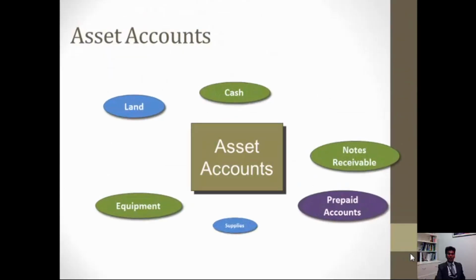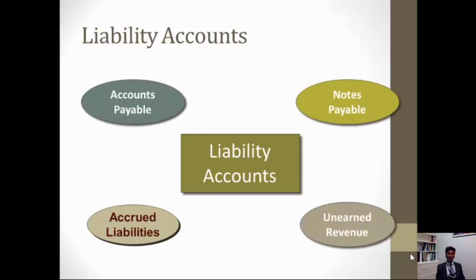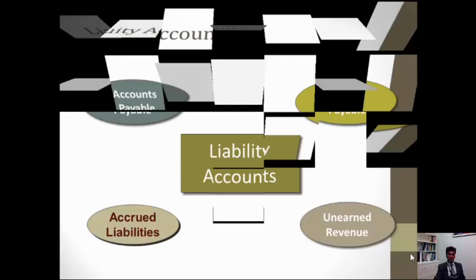Here are examples of asset accounts. In the asset category, there are various names where we record information. Here are some examples: cash, receivables, prepayments, land, building, equipment, supplies. And here are examples of account names under the liability category: payables, unearned revenue, accrued liabilities.